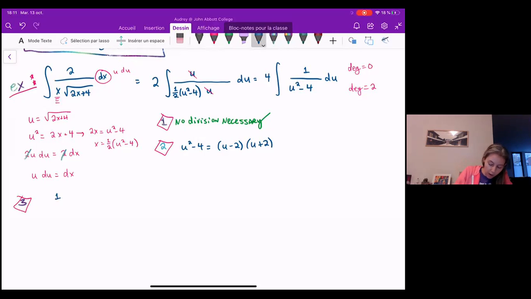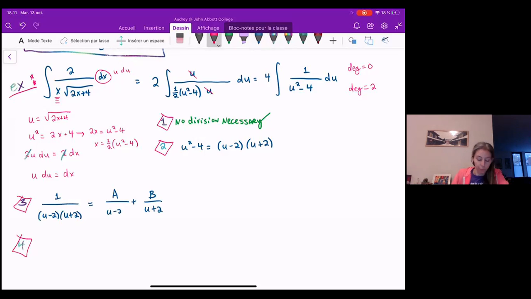So I can have 1 over u minus 2 times u plus 2 is equal to a over u minus 2 plus b over u plus 2. And for step 4, when we want to solve for those numerators, I'm just multiplying by u minus 2 times u plus 2. Before we do that, though, I just want to point out that this was actually a case 1 problem because u minus 2 and u plus 2 each only occurred 1 time. This was a product of distinct linear factors. None of them occurred more than 1 time. So they each occurred 1 time. They each only got 1 fraction.